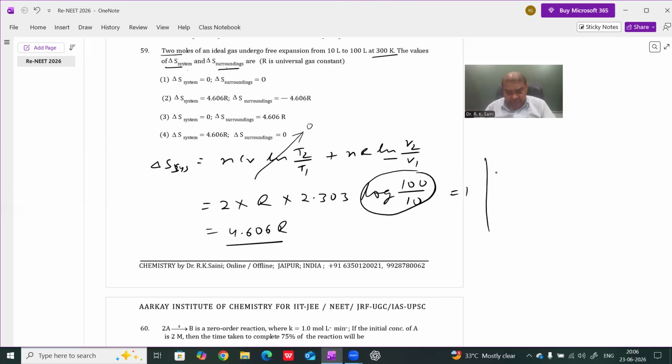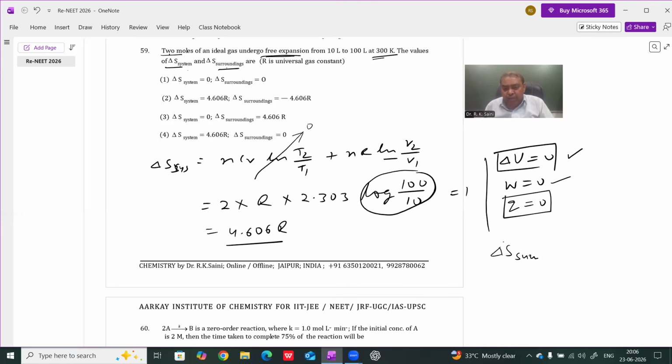In the case of the surroundings, it is an isothermal process. Therefore, there is no internal energy change in the case of an ideal gas. Free expansion means no work is involved, and according to the first law of thermodynamics, there is no heat exchange. Therefore, the entropy of the surroundings is zero, because Q upon T, with Q being 0, gives 0, and hence the answer is 0. Therefore, the system gives 4.606 R, and the answer is 4.